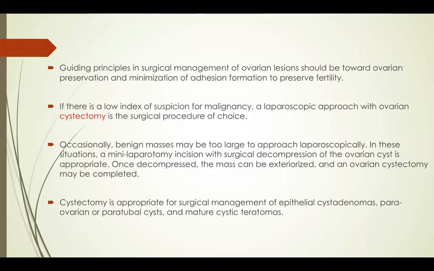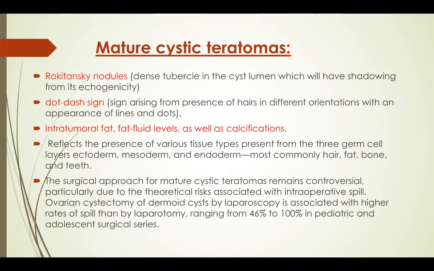With mini laparotomy, we can do decompression of the cyst. Then after that, we do cystectomy. Cystectomy is the best for benign lesions and also for mature cystic teratomas. Let's talk about the most common ovarian neoplasm in this age group, which is mature cystic teratomas.